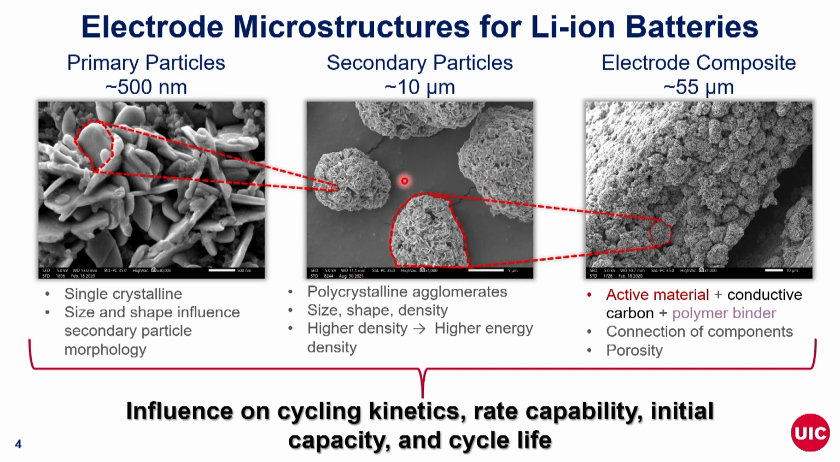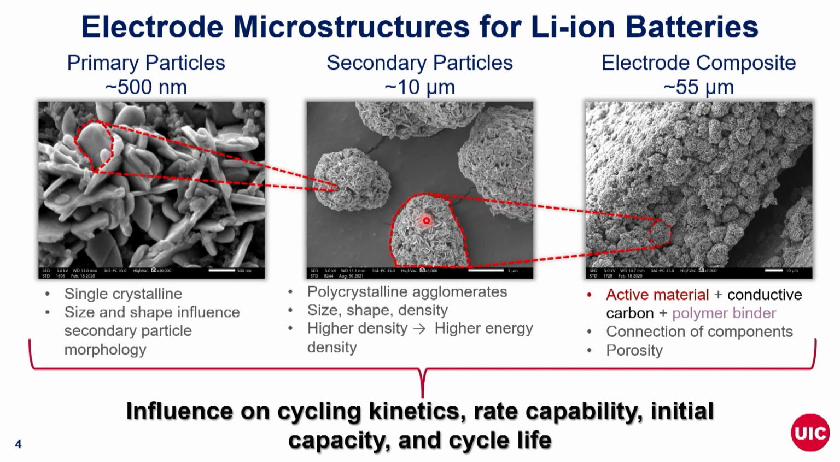Our cathode materials are these spherical polycrystalline agglomerates of single crystalline primary particles. These primary particles are about 500 nanometers in scale, and they are agglomerated into these dense secondary structures. And these are optimized to improve the energy density of your battery.